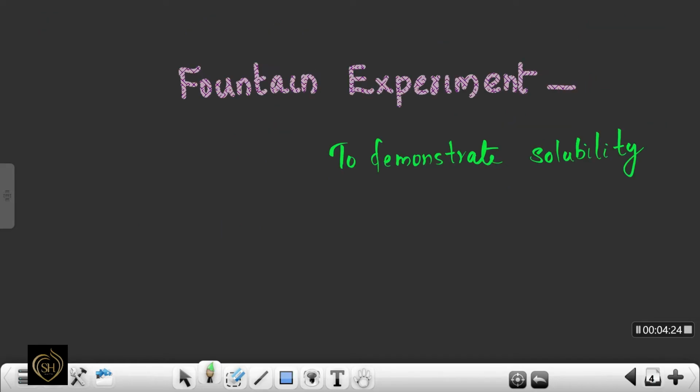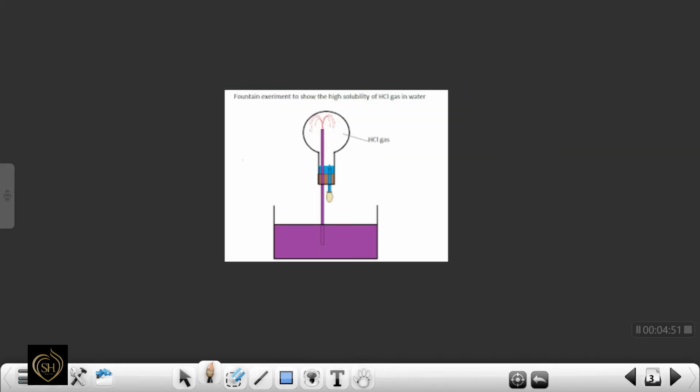The next topic we have to discuss is an experiment to demonstrate solubility, that is, to show that HCl gas is highly soluble. The great solubility of the gas can be demonstrated by means of a fountain experiment. This is very important: the fountain experiment to demonstrate the solubility of hydrogen chloride gas. This is the apparatus setup of the fountain experiment.